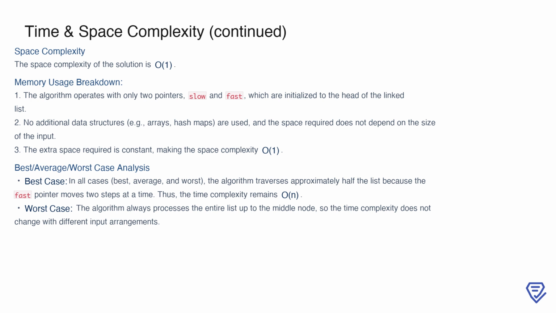Furthermore, whether we consider the best, average, or worst case, the algorithm always processes half the list, as the fast pointer moves 2 steps at a time. This consistent behavior ensures that the time complexity remains O(n) in all scenarios, regardless of the input configuration.